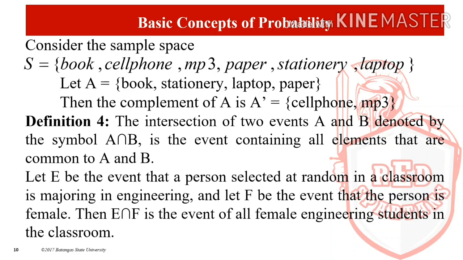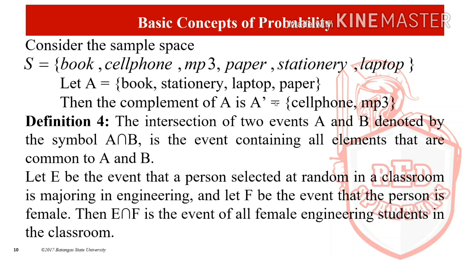So, for example, consider the sample space S is equal to book, cell phone, MP3, paper, stationery, and laptop. Then, let event A is equal to the book, stationery, laptop, and paper. So, ibig sabihin yung complement of A or A prime ay yung wala sa A na nandun kay sample space. So, alin ba yung wala kay A? Yung cellphone at MP3. So, yun yung kanyang A complement or A prime.